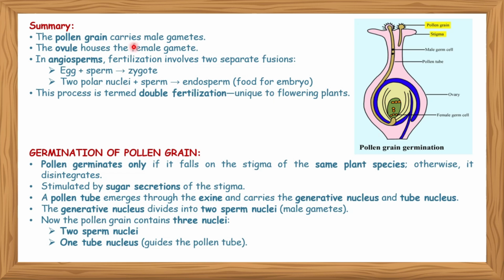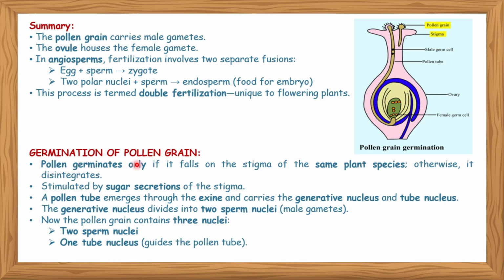Summary: the pollen grain carries male gametes, the ovule houses the female gamete. In angiosperms, fertilization involves two separate fusions. Egg plus sperm will form the zygote, and two polar nuclei will meet the sperm to form the endosperm, which is used as the food for embryo. This process is termed double fertilization, unique to flowering plants or angiosperms.